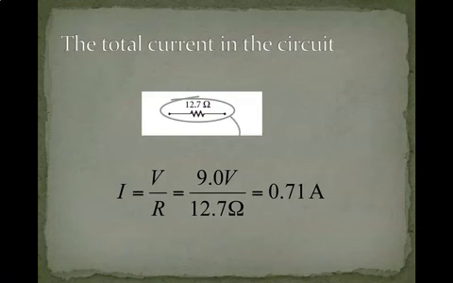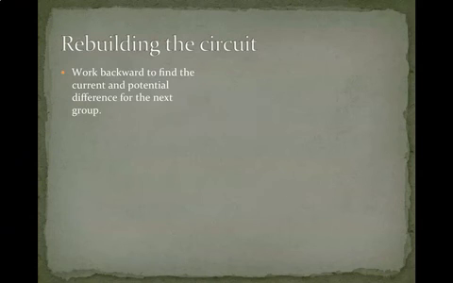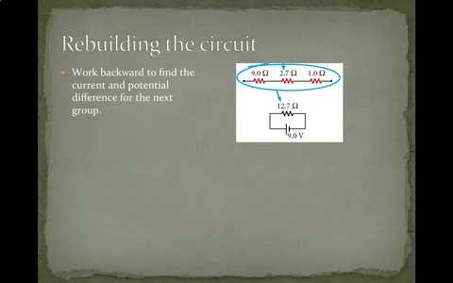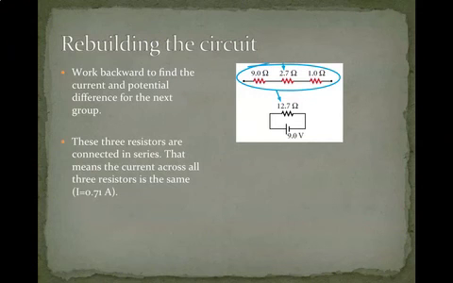So the first thing I want to do is find the current, and the problem gave me the battery a value of 9 volts. So I'm going to use Ohm's law and divide, and I get a current running through there of 0.71 amps. Hold on to that number. The next thing I want to do is take one step back and look at the grouping of resistors that I had added. So I have 9, 2.7, and 1. They're connected in series, which means the current's the same across all of them, and so that's 0.71 amps.